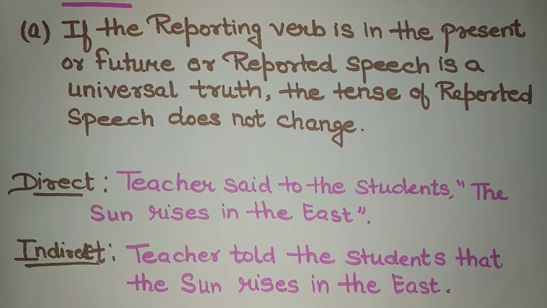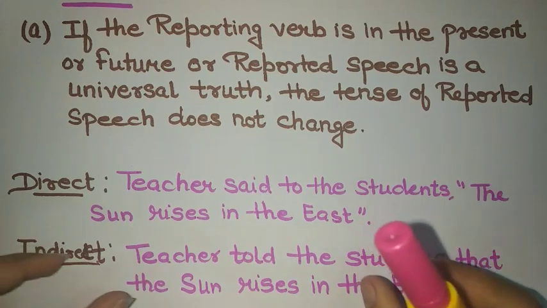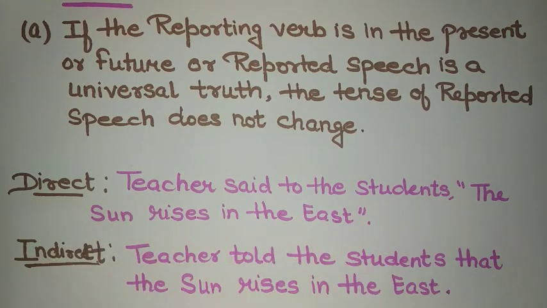Here, the necessary changes we have done: one is no inverted commas in indirect speech. Then we have used the conjunction that, but there is no change in the tense. The sentence, the sun rises in the east, is as it is in indirect speech.